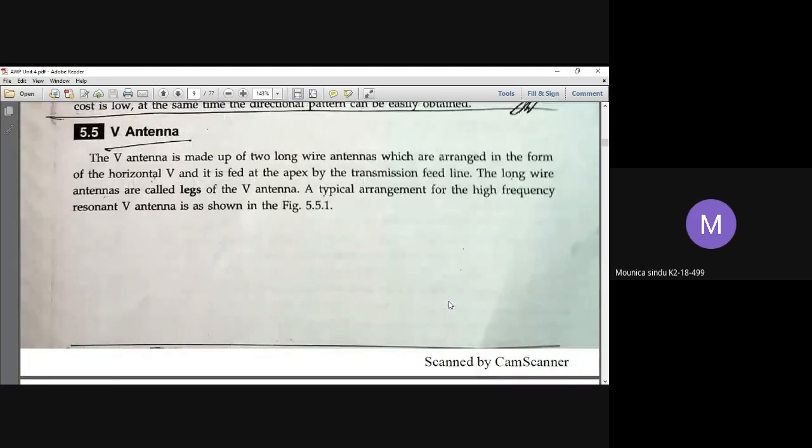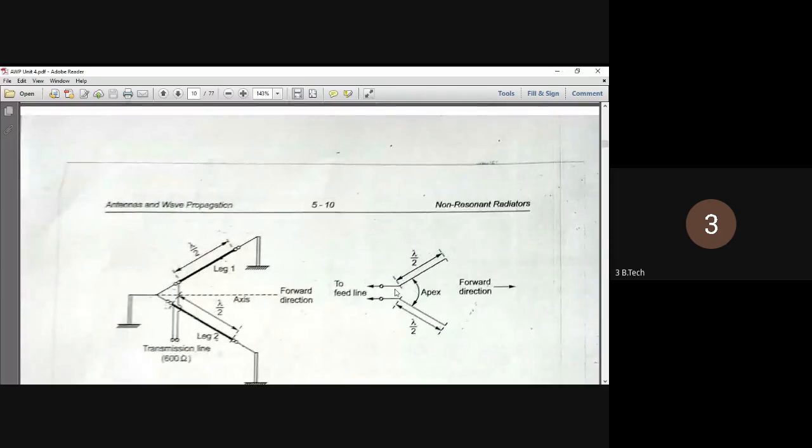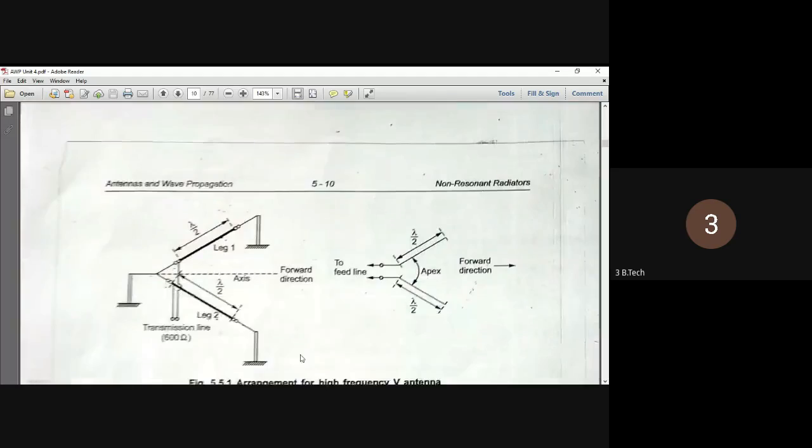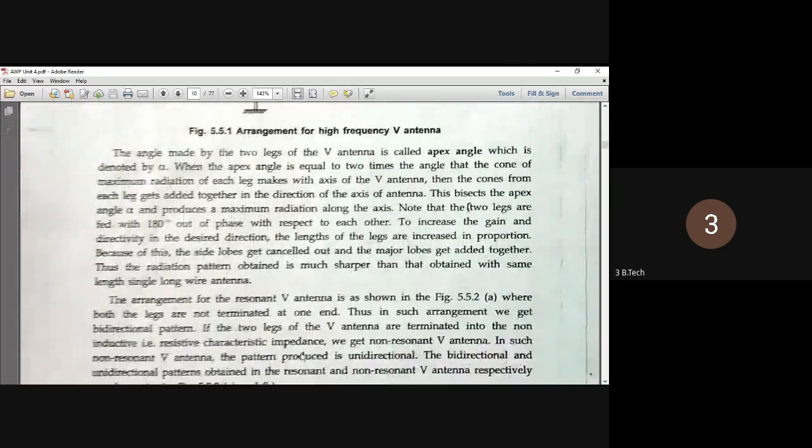So before the radiation of the V antenna. The V antenna is made up of two long antennas which are arranged in the form of a horizontal V, and it is fed at the apex by the transmission line. You can see the apex here. The two long antennas are called leg 1 and leg 2. Here you can see the diagram. The long antennas are called the legs of the V antenna. Then how is the radiation pattern obtained?